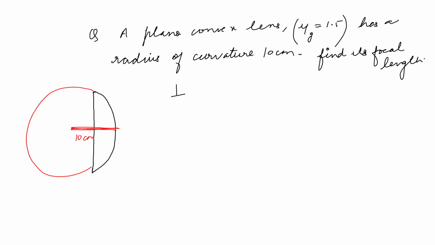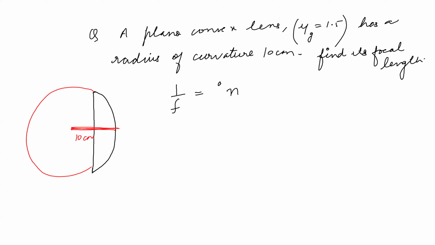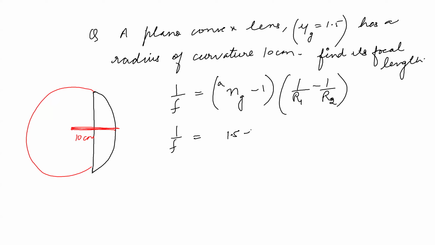So I'm going to put the formula: 1 by focal length is the refractive index of light entering from air to glass, minus 1, into 1 by R1 minus 1 by R2. I have to calculate the focal length. The refractive index is given as 1.5, so I write 1.5 minus 1, because it is n_g by n_a: the lower portion's refractive index comes at the top and becomes the numerator, and this part comes at the bottom as the denominator. Got the point or no?